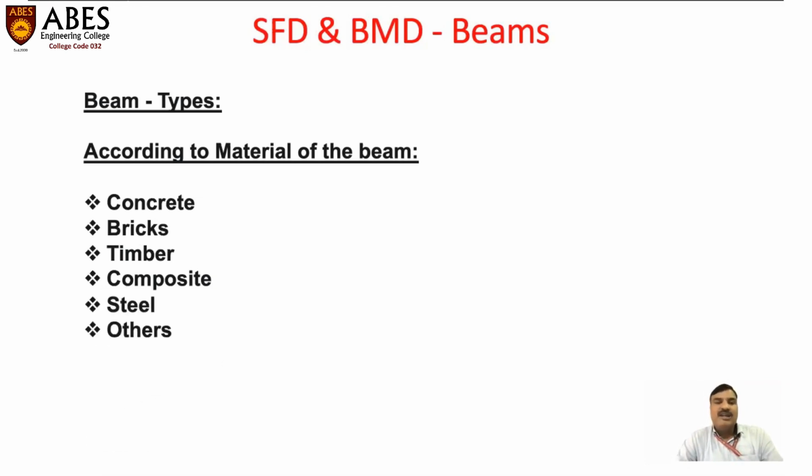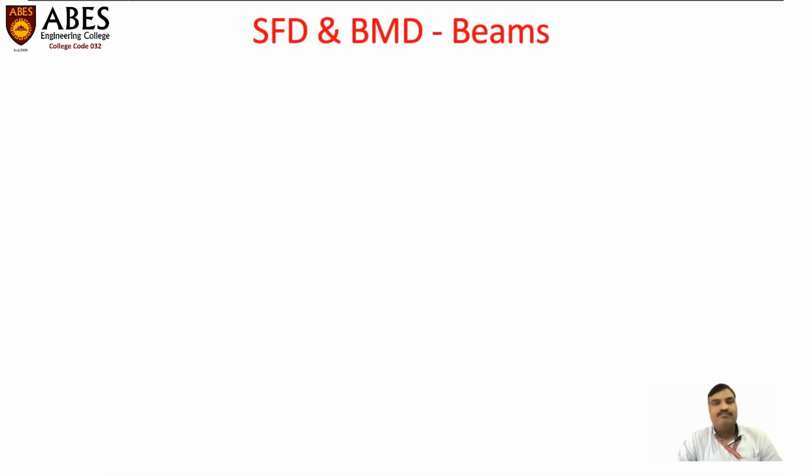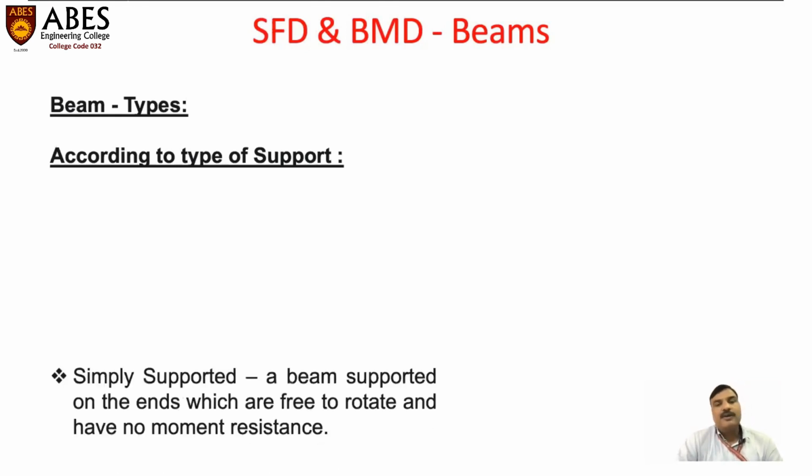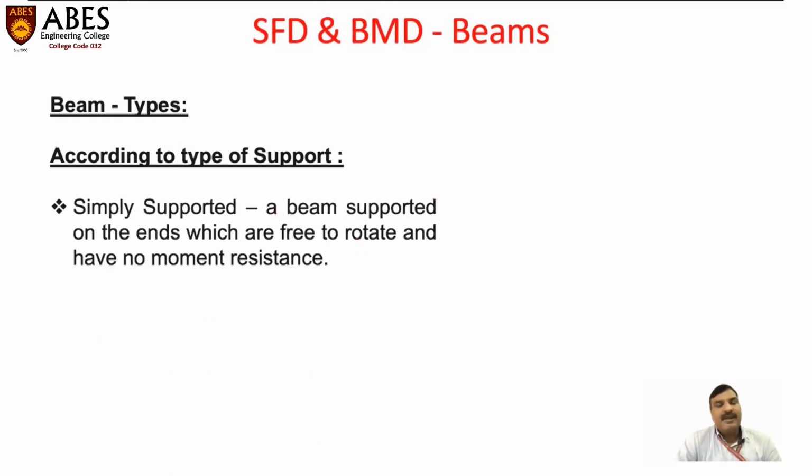Any material can be used as a beam depending upon requirement, depending upon availability, etc. So the most broad classification of beam is according to types of support. The very first beam of academic importance is the simply supported beam. A simply supported beam is supported at the ends. It is free to rotate, and it has no moment resistance.